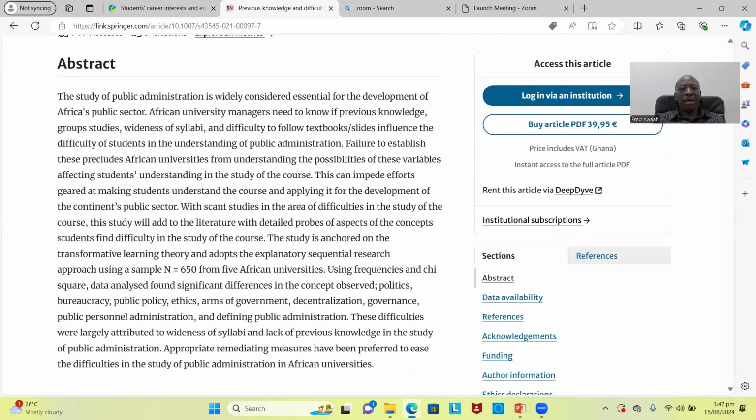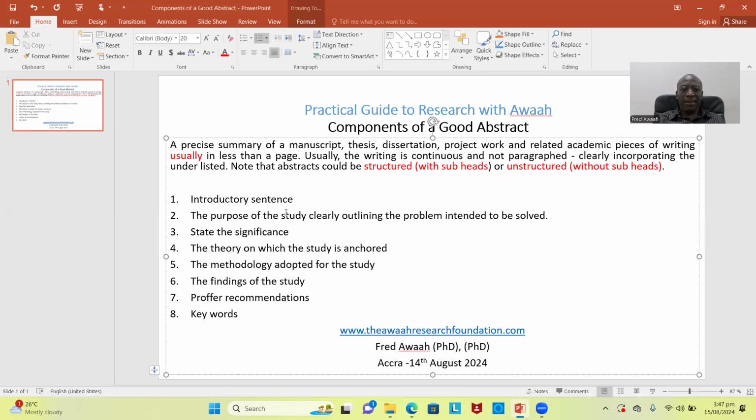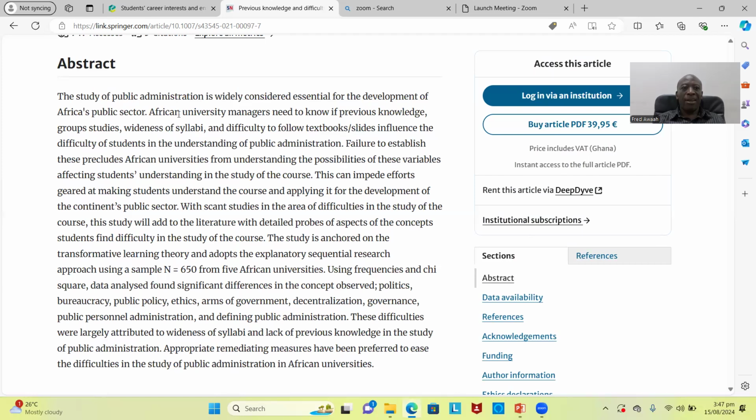The study of public administration is widely considered essential for the development of Africa's public sector. What do we learn from that? It means there is an introductory sentence. So we'll go back to it again. African university managers need to know if previous knowledge, group studies, wideness of syllabus, and difficulty to follow textbooks through slides influence the difficulty of students in the understanding of public administration.